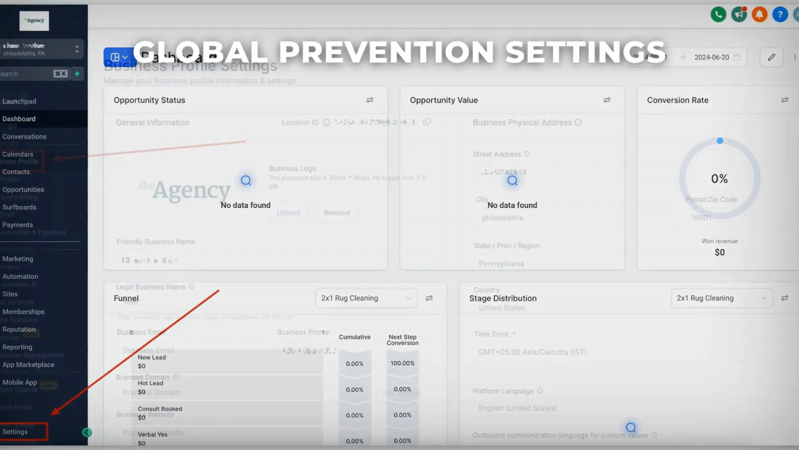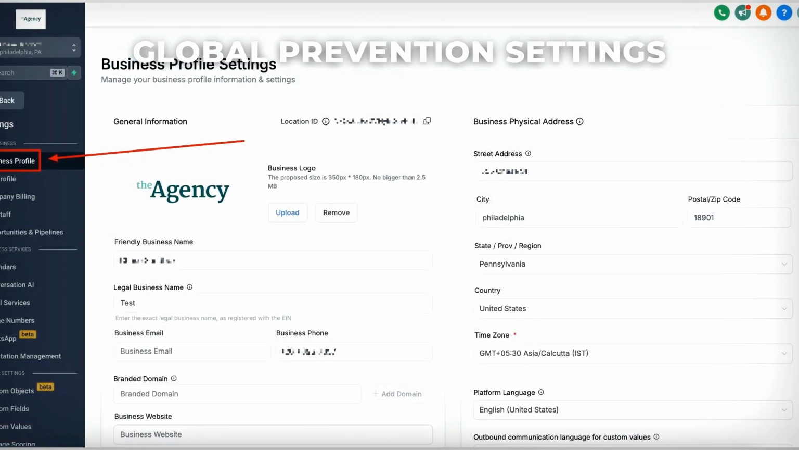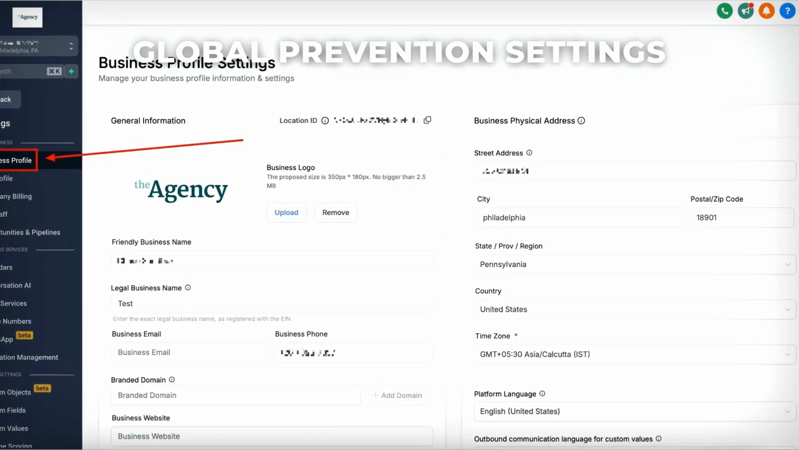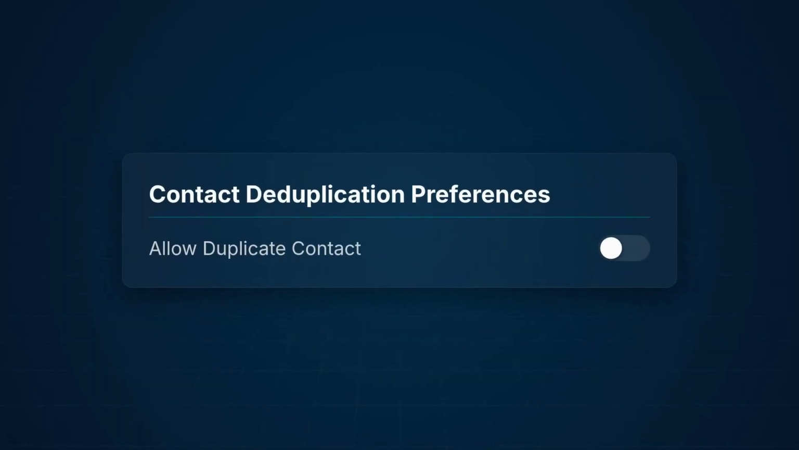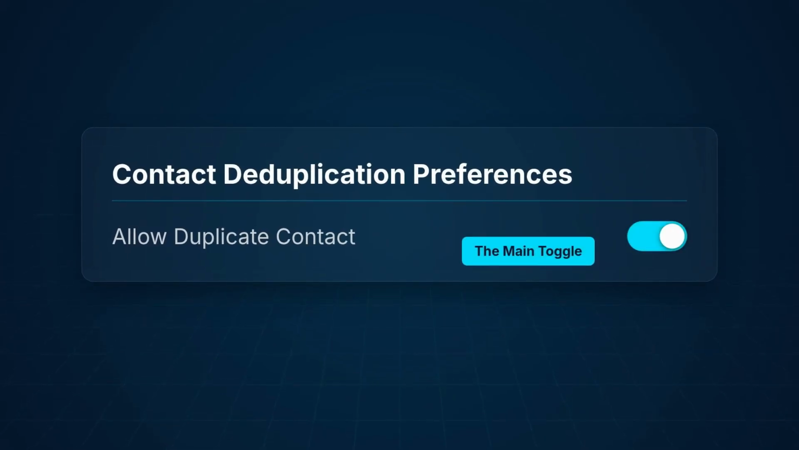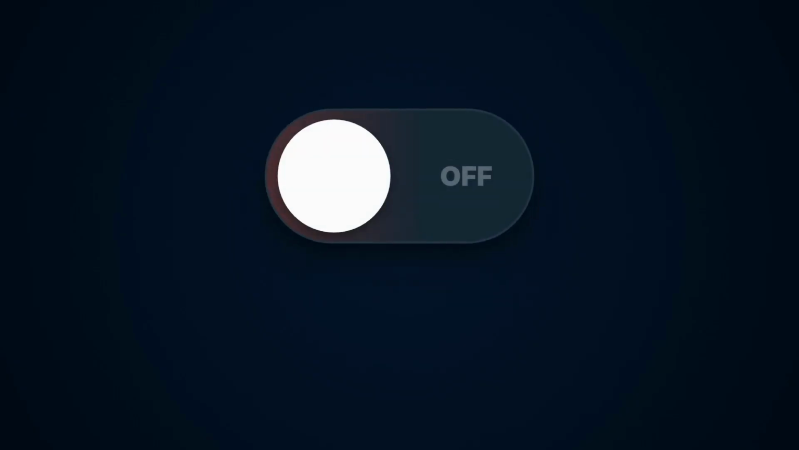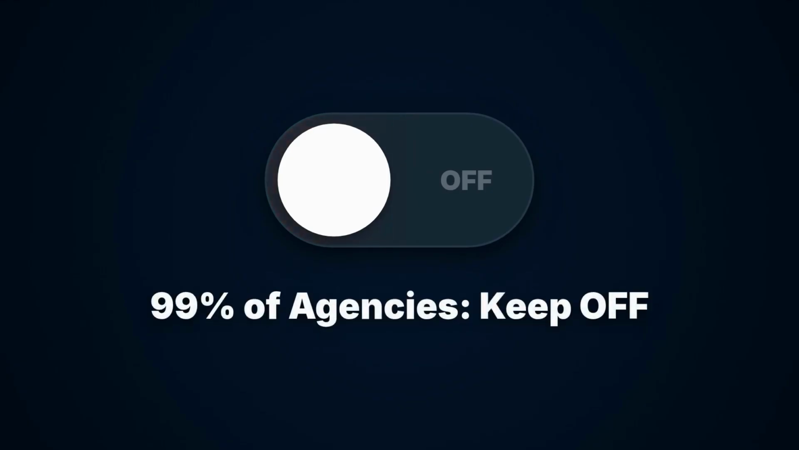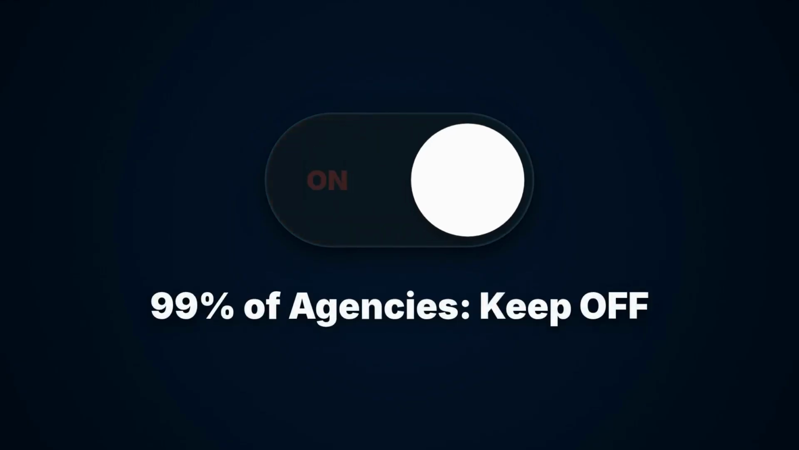Navigate to your GoHighLevel sub-account, click on Settings in the bottom left, and head directly into your business profile. Scroll down until you find the section labeled Contact Deduplication Preferences. Here, you will see a simple toggle labeled Allow Duplicate Contact. For 99% of marketing agencies and local businesses, this needs to be turned completely off.